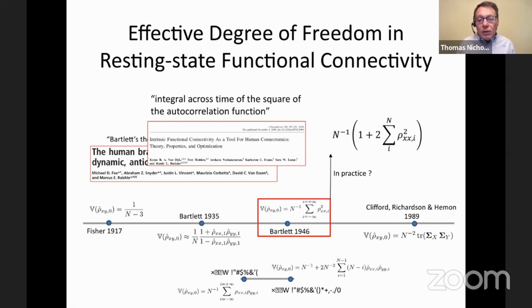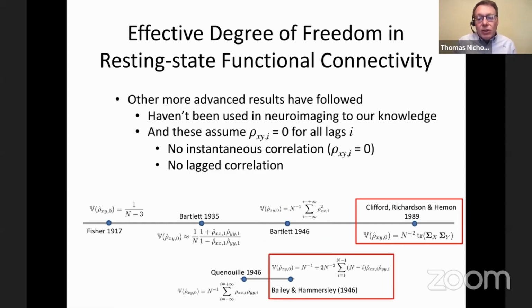So more work was done on this, and that was proposed first by Bailey and Hammersley back in 1946 in this equation mode, and later, not aware of that result, Clifford, Richards and Hyman gave the same result in matrix mode. So these two results are the same, and they are better, but they still assume that the cross correlation is 0. So they're more accurate results, and they actually allow for different correlation in the X and different correlation in the Y, but they are still under this null setting.